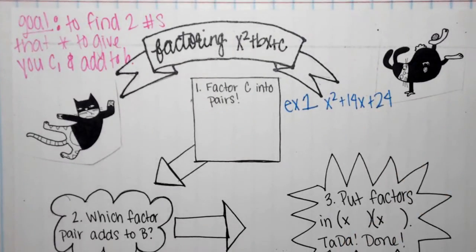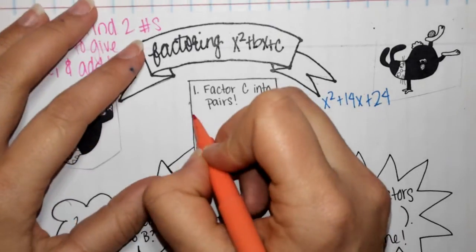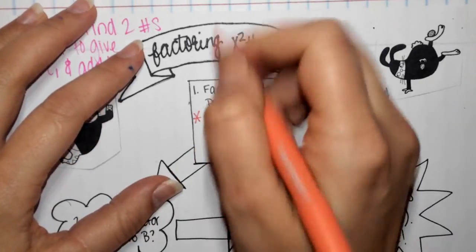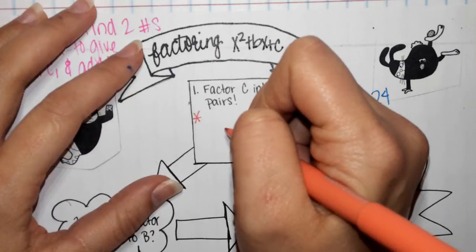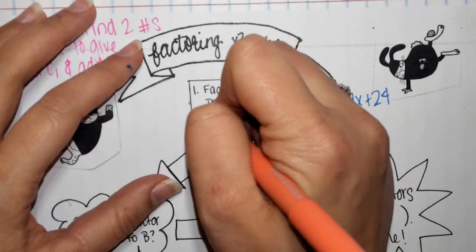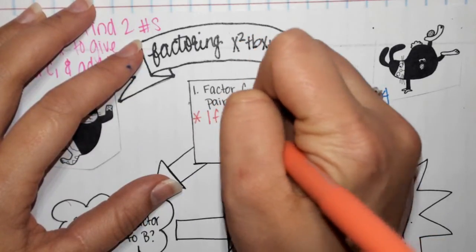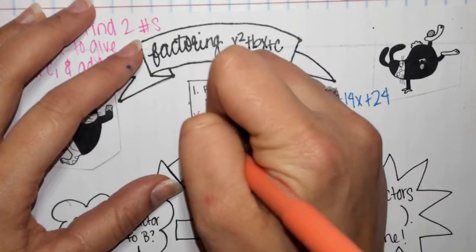But before we do that, we have to look at 2 things. 1, we have to see if C is negative, then we look at B.